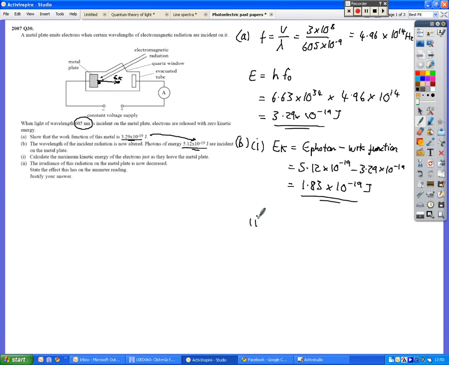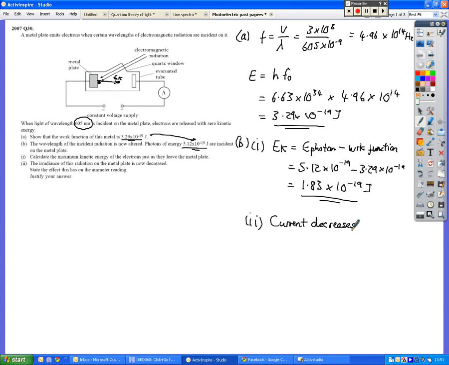Second part, a wee bit trickier. The irradiance of this radiation on the metal plate is now decreased, so the amount of radiation falling per unit area has gone down. So it basically means that the source of the electromagnetic radiation has been moved further away. State the effect this has on the ammeter reading and justify your answer. Well, current decreases. That's the first thing. You're going to get 1 mark for that. Your remaining 1 mark is going to be for explaining why that is.